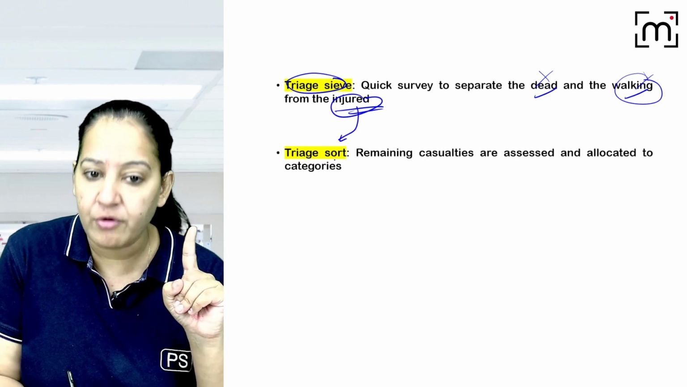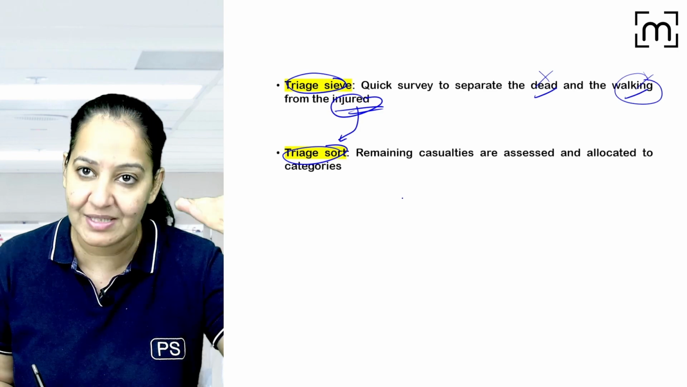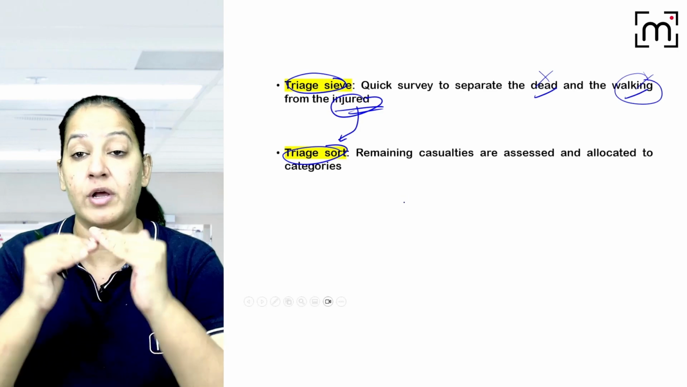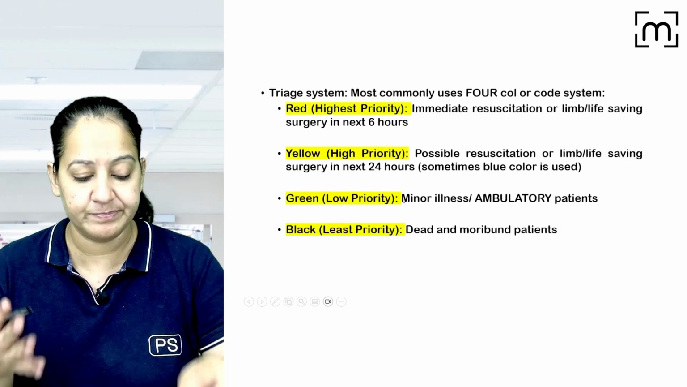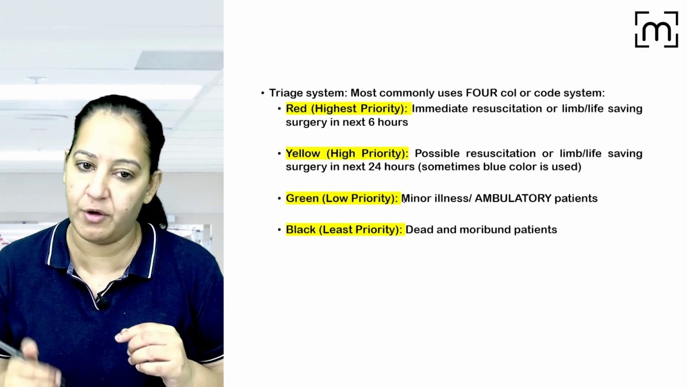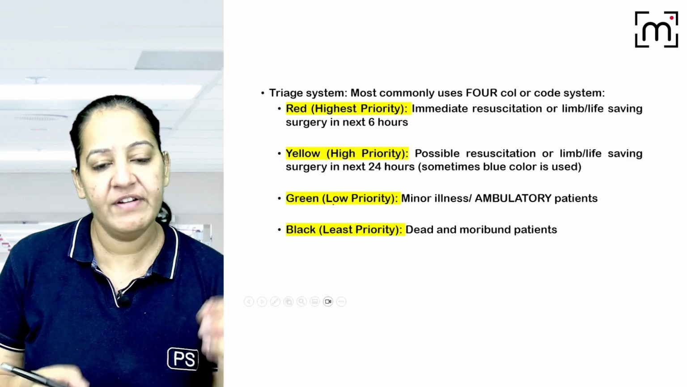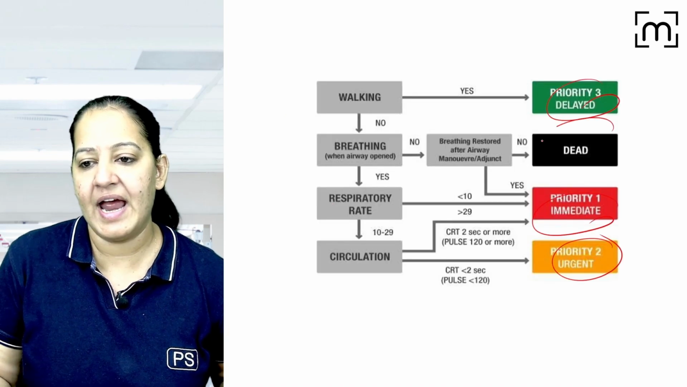Now from the injured, we will do the sorting. We will do the sorting and allot them in 4 categories. So first do the sieve, then do the sort. In the sieve, separate the dead and the walking from the injured. Now the injured, we have to sort again based on their severity of injury and likelihood of survival. So the basis is severity of injury and likelihood of survival. We classify them in 4 colors: the red, yellow, green and black.